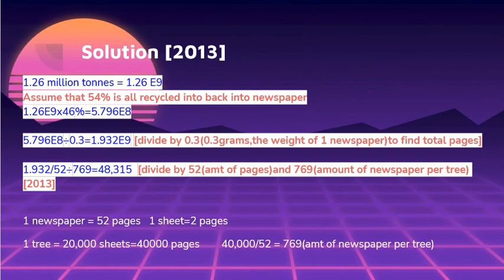Hello, I am Xavier and I'll be talking about the solution of 2013. All of the figures here are from the task worksheet, which states that 1.26 million tons of paper waste was generated in 2013 and the recycling rate is 54%. Over here, we assume that 54% is all recycled back into newspaper.